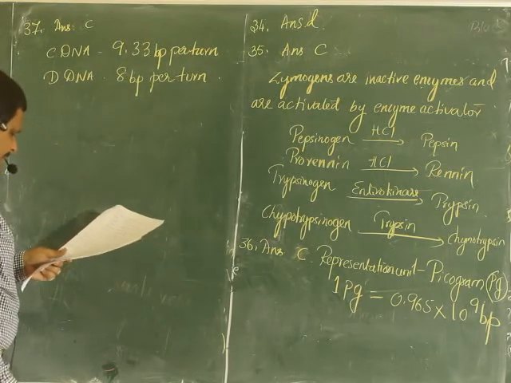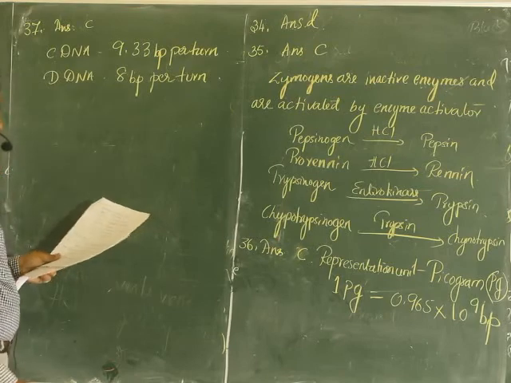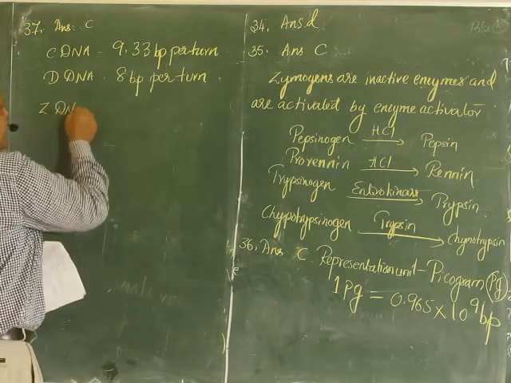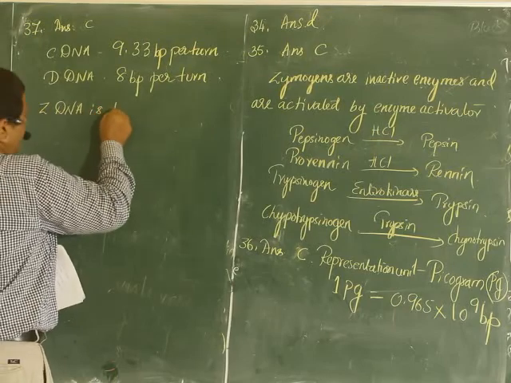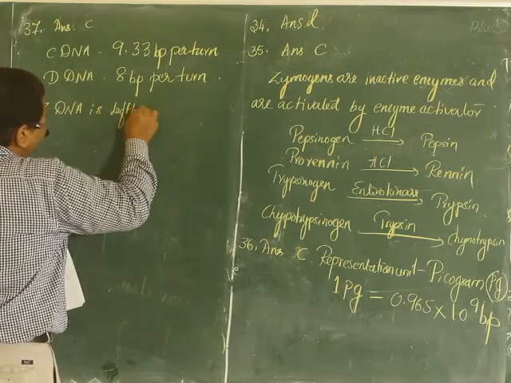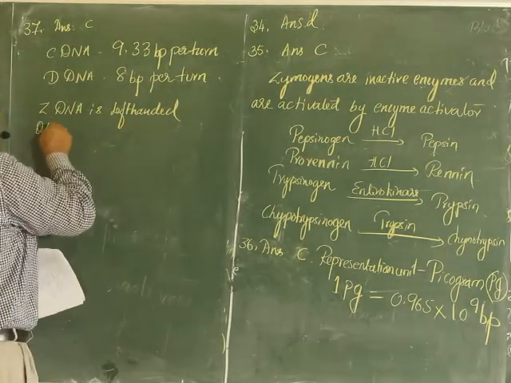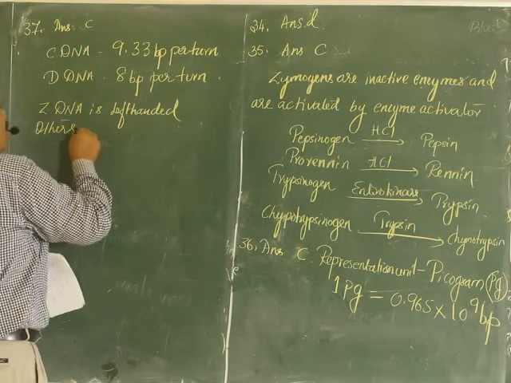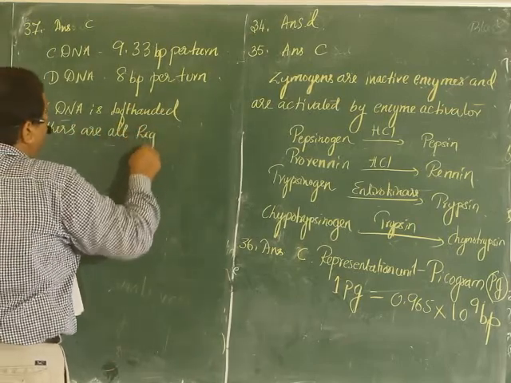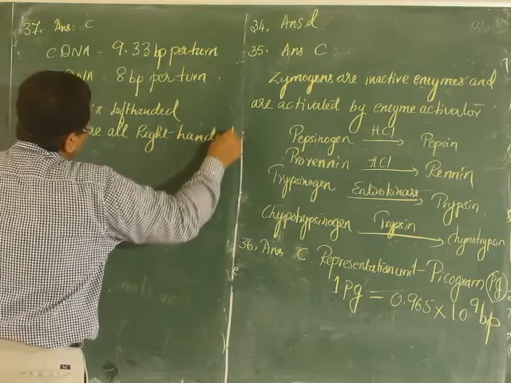Then except Z DNA, all other DNAs are right-handed. So Z DNA is left-handed, and the others are all right-handed.